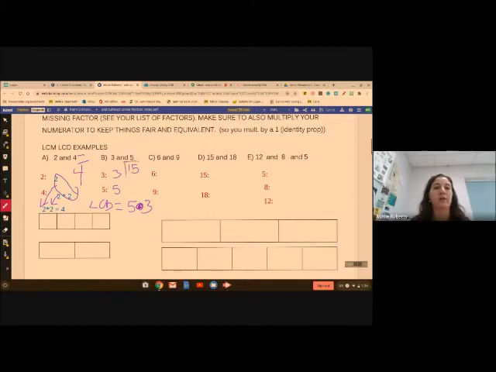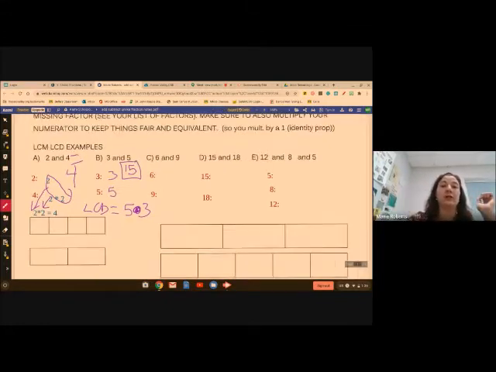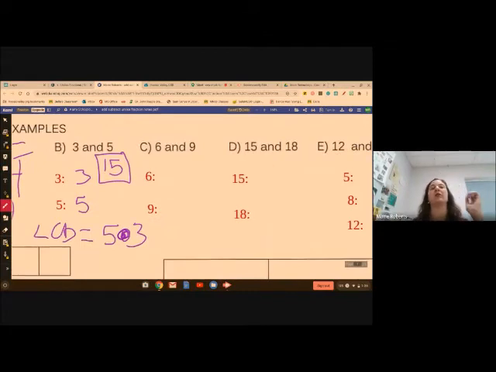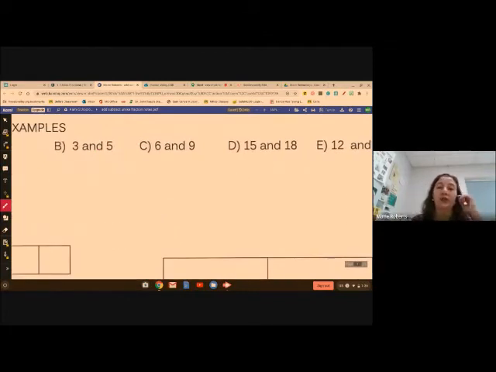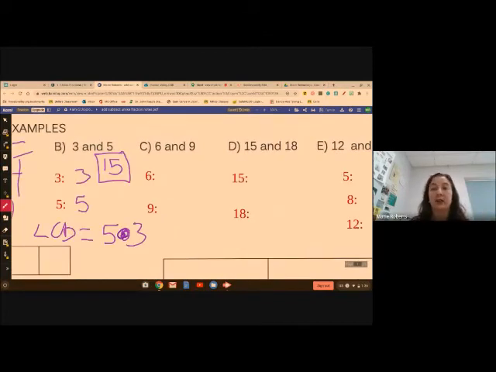Okay? And if you went to the Math Antics video, it was just like doing the easy common denominator way. I can just multiply the 2 numbers together. I could do that for C. I could do 6 times 9 and get a common denominator. But for this one, it won't be the lowest.